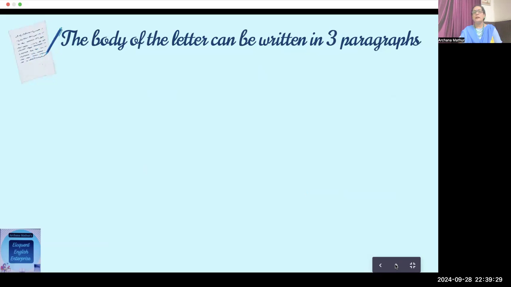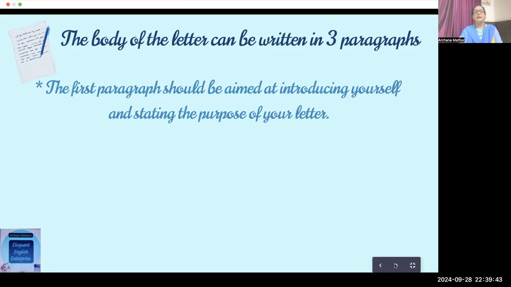This has to be written in 3 distinct paragraphs. One minute. Okay, I hope you can see it now. The body of the letter can be written in 3 paragraphs. And what are these paragraphs? The first one is aimed at introducing yourself and stating the purpose of your letter.